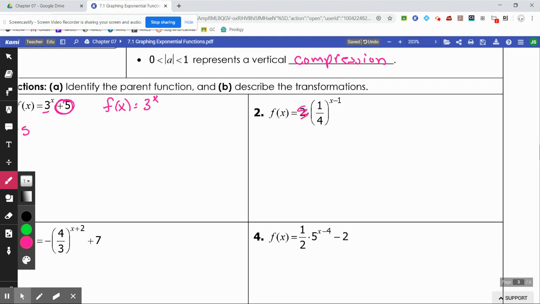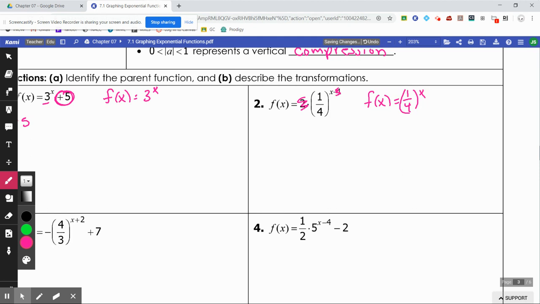Number 2, your parent function. Take away the multiplication, take away the plus and minuses. The parent function is going to be 1/4 raised to the x power. Now let's go back and look at the transformations. We're going to look at stretches and compressions first. The 2 out front would be a vertical stretch by a factor of 2.